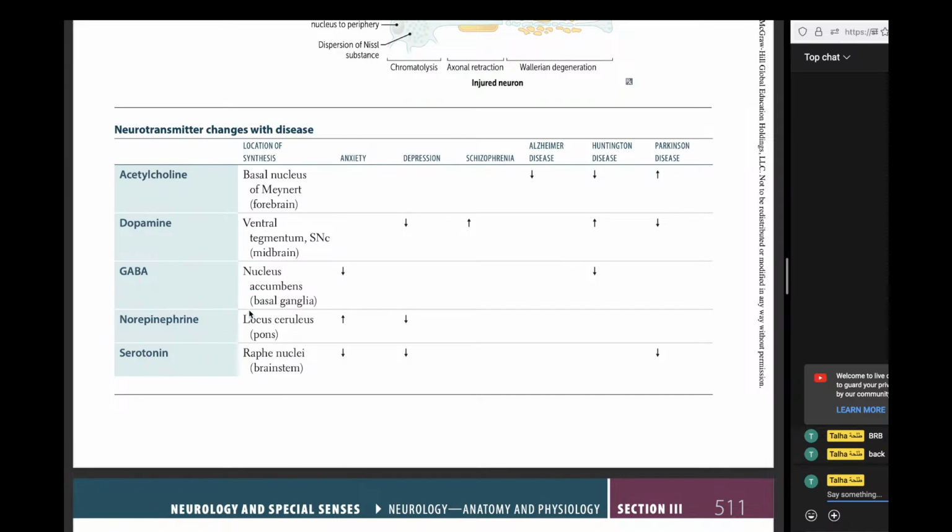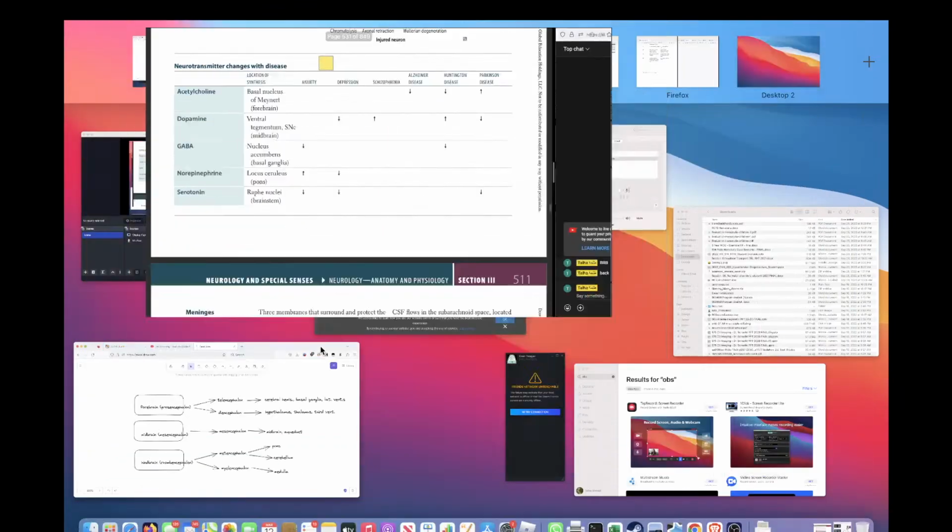I actually really like this chart. So I'm going to make this a note. Okay. Note. Good. So let's make it.